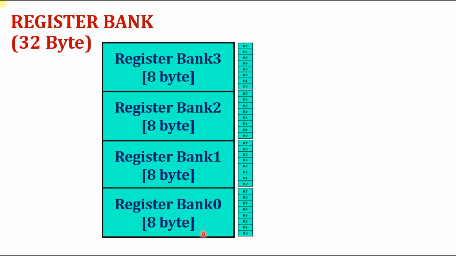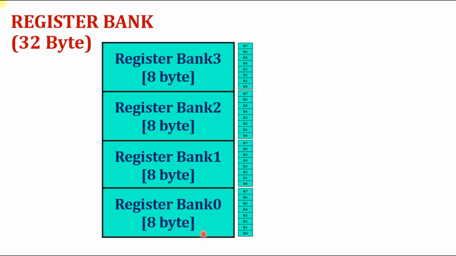8085 has registers like accumulator, B, C, D, E and H, L. Totally there are 7 registers available in 8085, which we already know. In 8051, the main registers are the accumulator and B register. Apart from that, there are no registers like C, D, E, H, L. We have only R0 to R7. We have 4 different sets of R0 to R7. Are you able to understand?